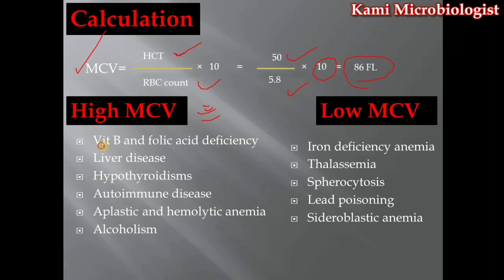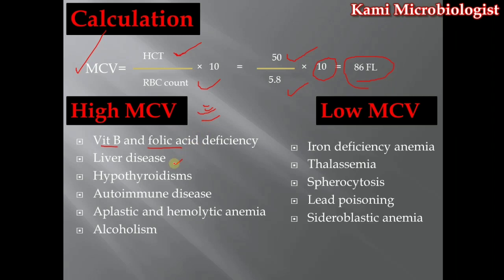First of all, we have vitamin B and folic acid. These two substances are especially important to make RBC or to maintain the level of the RBC. So just think about that. If there is a deficiency of folic acid and vitamin B, the RBC will not be properly maintained, so the RBC size will get high, due to which the MCV value also gets high.